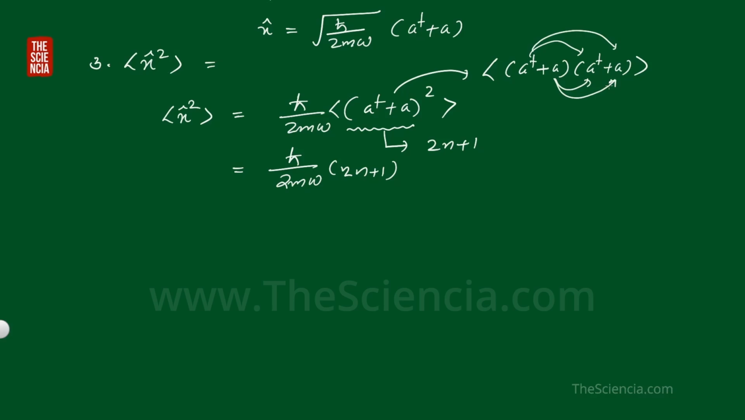Then you have to evaluate. That is a very simple thing. So finally you will get 2n plus 1. Actually, this problem we already solved, that is why I am not doing it here. So this is the answer.